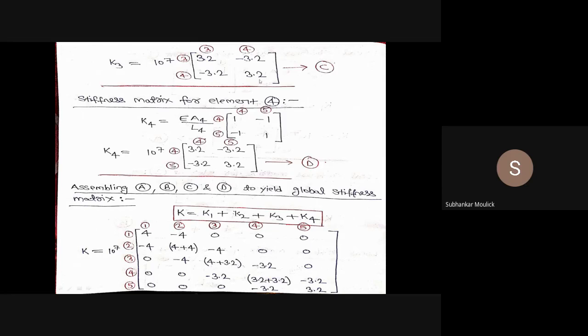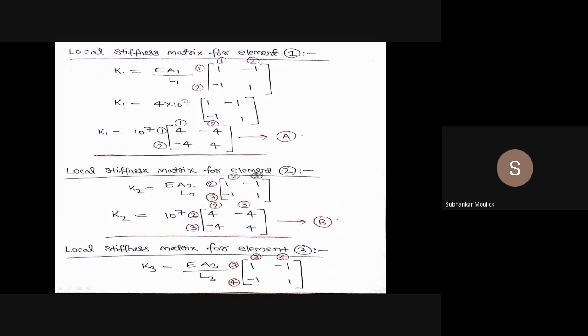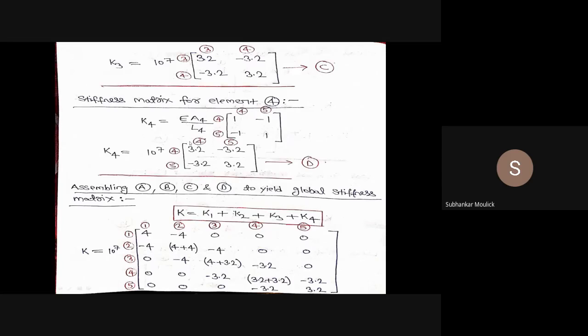minus 3.2 3.2, and for the fourth element also the matrix will be exactly identical, only what will change, only the numbering will change. I know that element 4 is connected between node 4 and node 5, so the first row and first column becomes 4, second row and second column becomes 5, which is my equation number D.